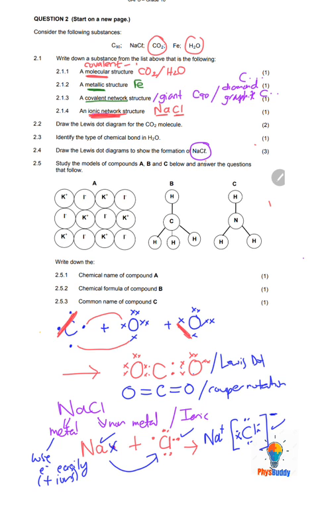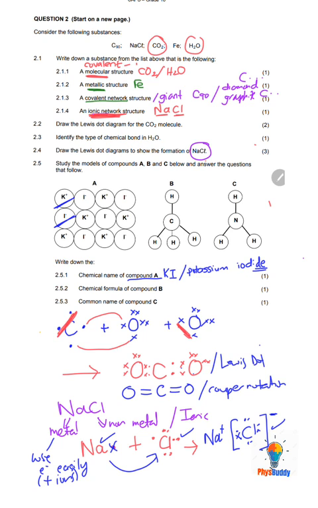Study the models of compounds A, B, and C below and answer the questions that follow. Give the chemical name for compound A. If we look at compound A, we can see it consists of potassium, K, and iodine, I. So potassium and iodine would form KI. And to name that, it is potassium iodide, because the name would end in "ide."